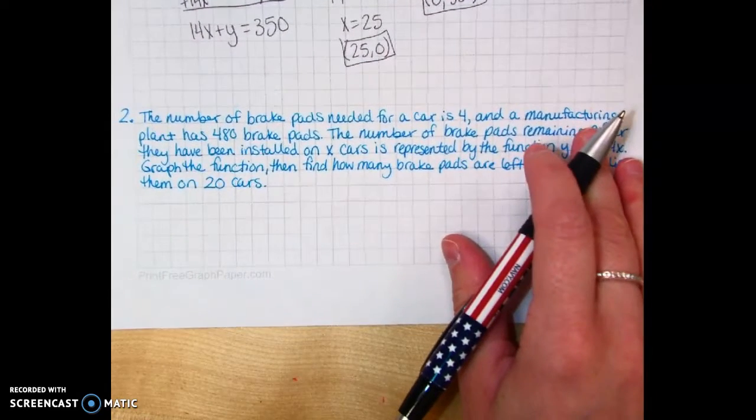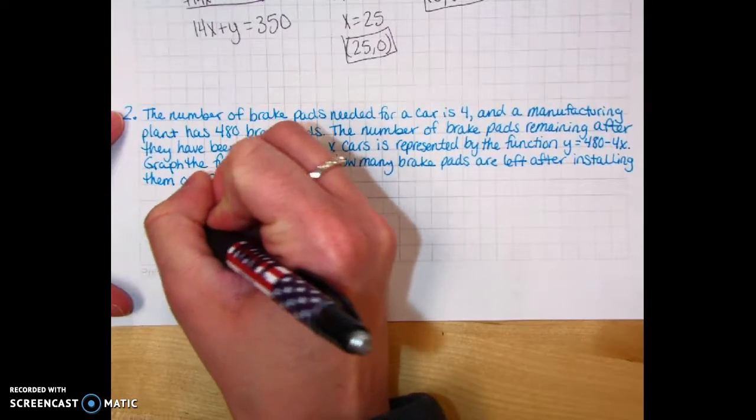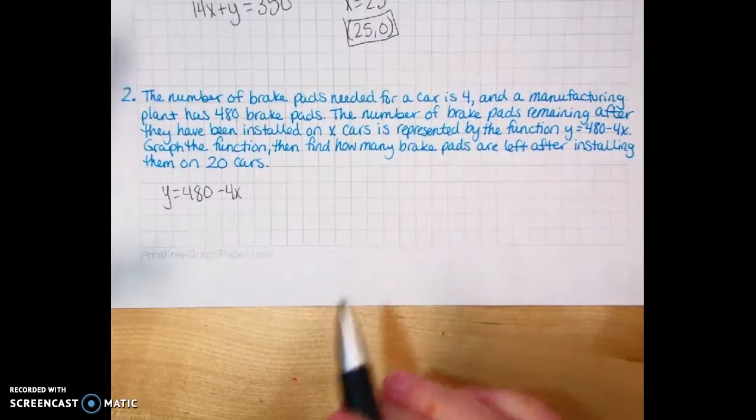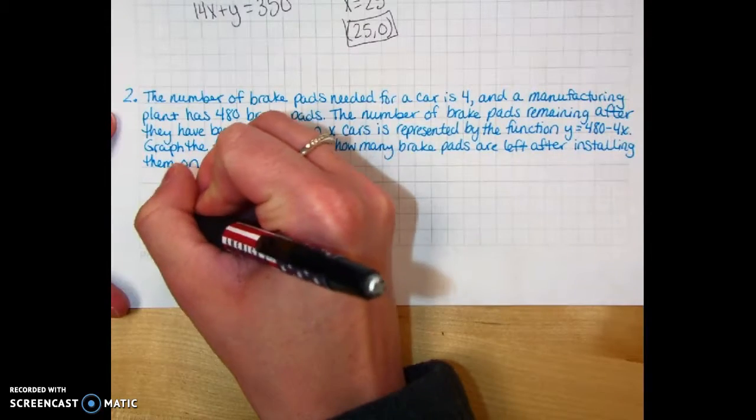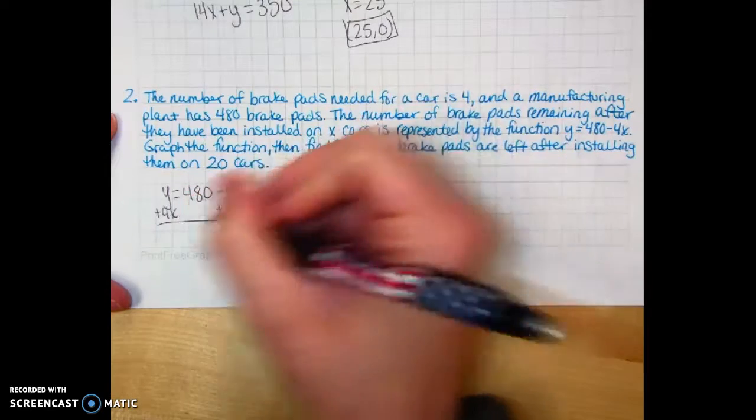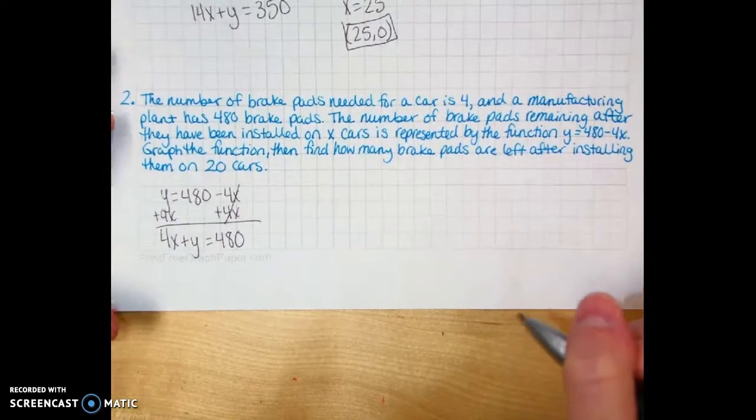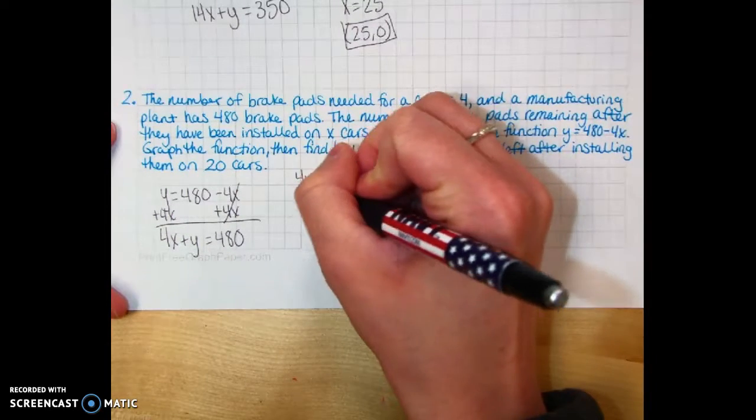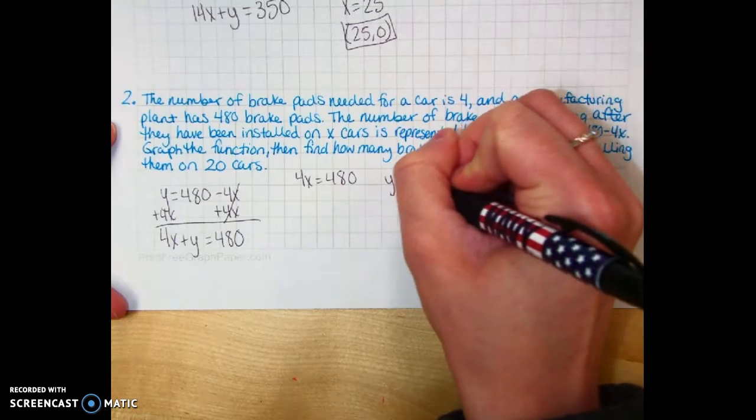Okay, so we need to find the x and y intercepts first, so I'm going to take the equation y equals 480 minus 4x. I want it in the standard form, or have the x and the y on the same side, so I'm going to add 4x. That gets me 4x plus y equals 480. Now I'm going to use that equation to find the x and y intercepts. So for the x-intercept, it'll be 4x equals 480, and for the y-intercept, it'll be y equals 480.